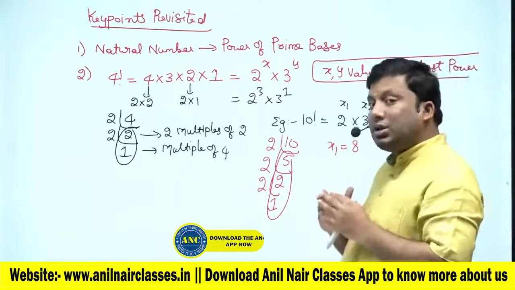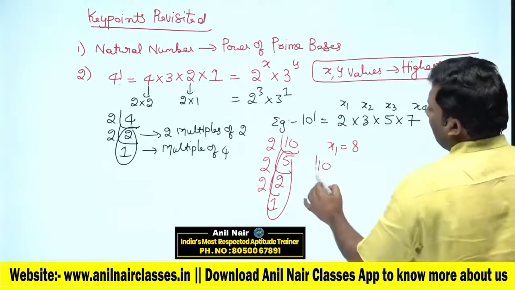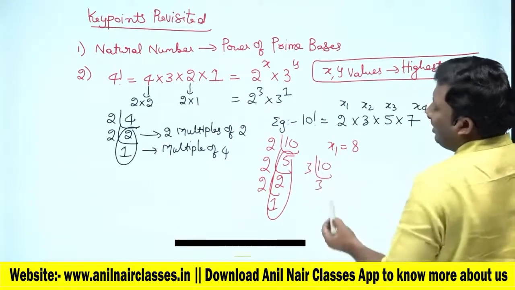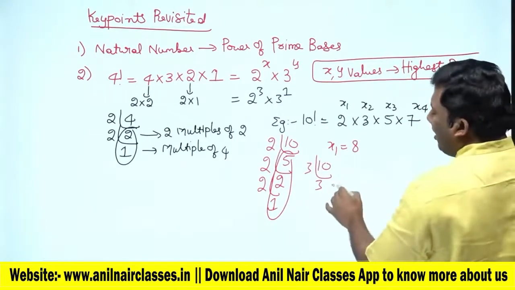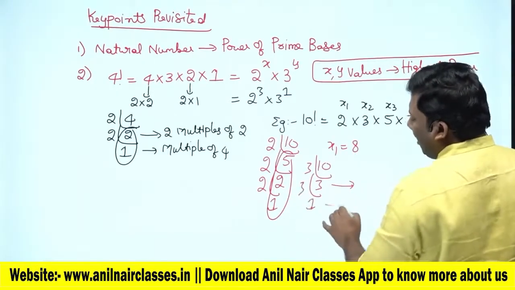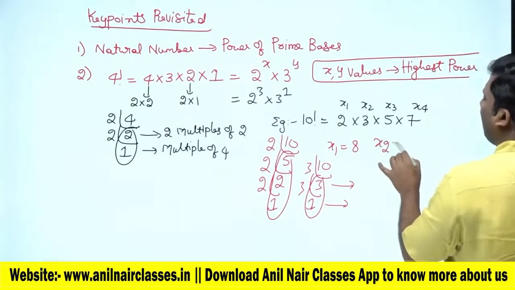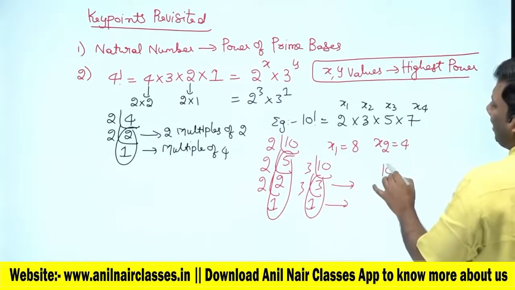What is the highest power of 2 in 10 factorial? It is 8. 10, I am dividing it by 3. 3 3s are 9. What does the 3 denote? There are 3 multiples of 3. Again divide. There is 1 multiple of 9. So 3 plus 1, it is 4. x2 is equal to 4.